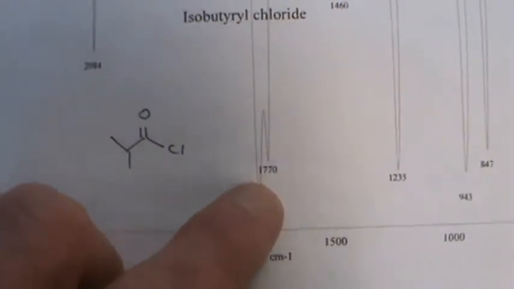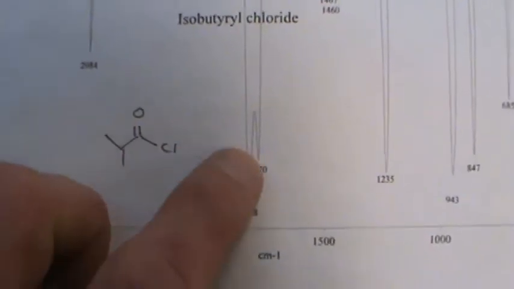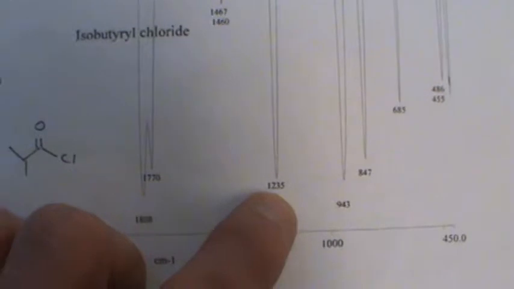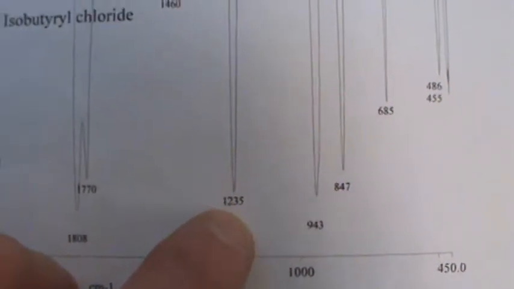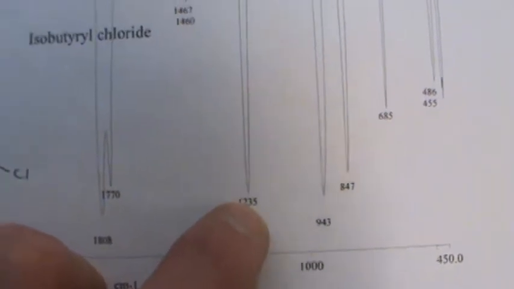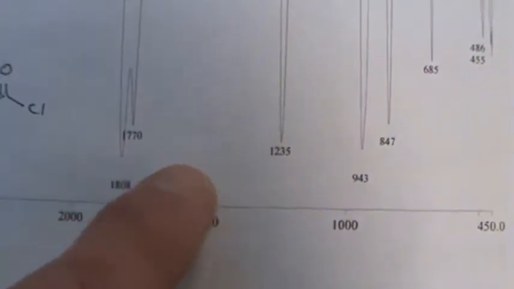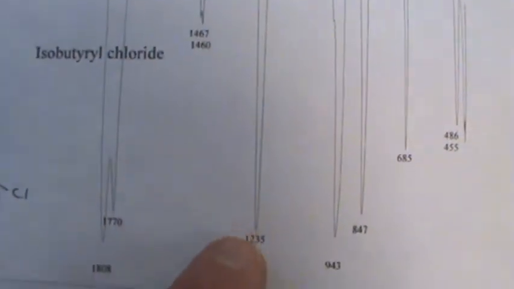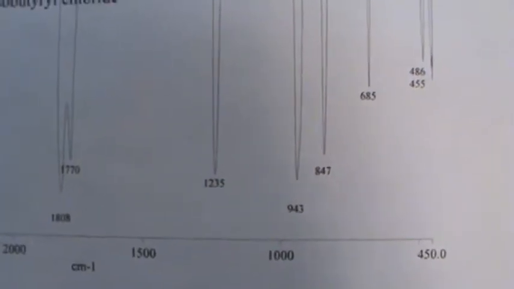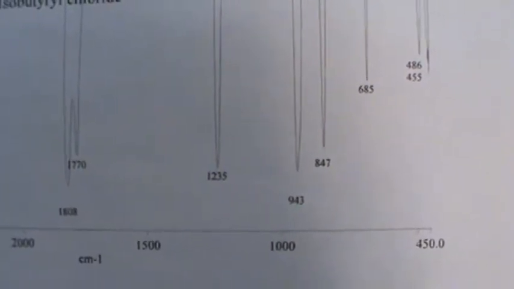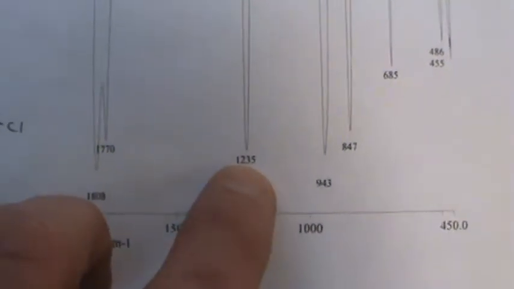This doublet, so to speak, is your carbonyl stretch, the C double bond O stretch. This one here at 1235, we talked about it, thinking it might very well be thionyl chloride. One of the ways that we could prove that is if we had a student who had a very low peak rate here, or if we had pure isobutyryl chloride, we could actually run the IR on a solution, and then we could start adding thionyl chloride to it to see if this peak in particular.